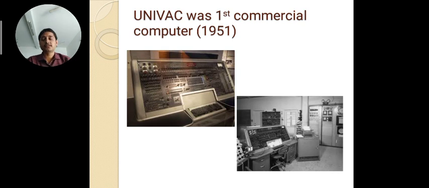In the first generation, two computers were very popular, UNIVAC and ENIAC. These two computers gained much popularity, and UNIVAC was the first commercial computer, developed in 1951 and delivered to a US client in 1951. And have a look at the figure of the computer. It was the computer of those days.